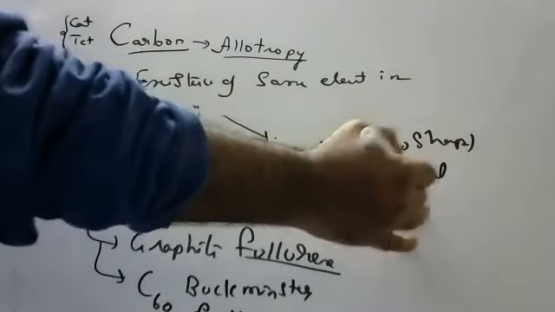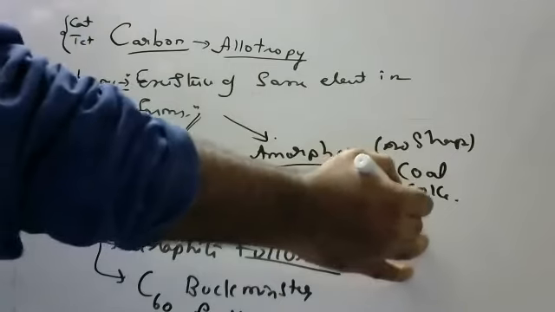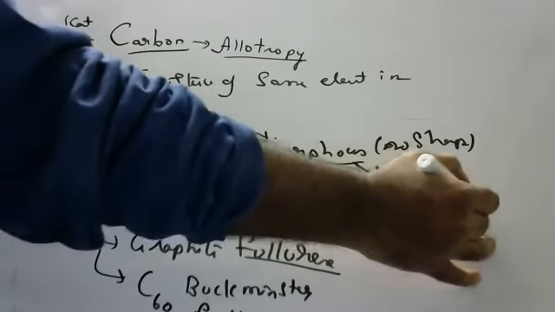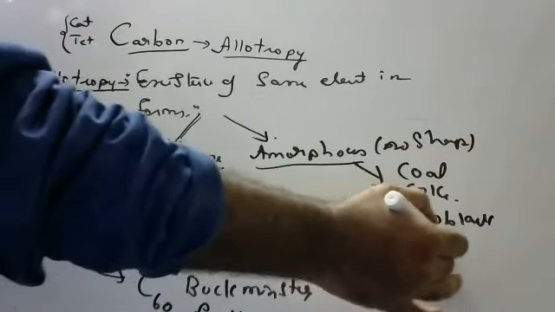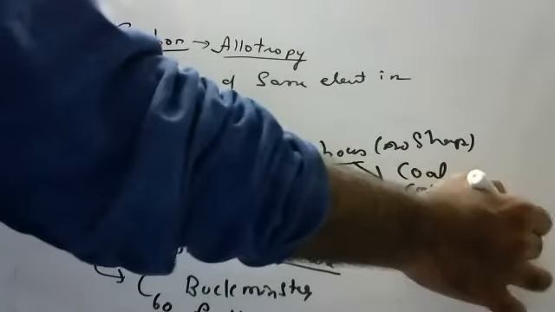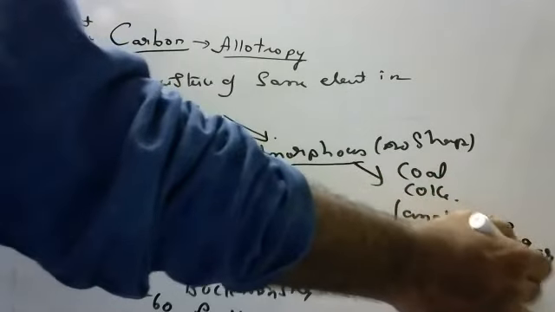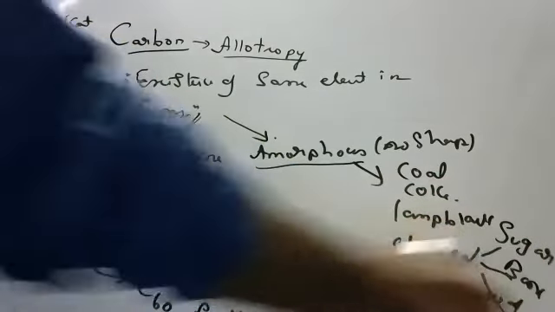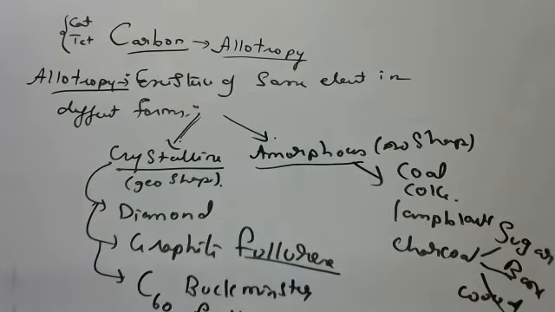Amorphous, you have so many other forms. Coal is there. Coke is there. Lampblack is there. Charcoal is there. Under charcoal again, three varieties are there, children: sugar charcoal, bone charcoal, and wood charcoal. So many varieties are there, children.